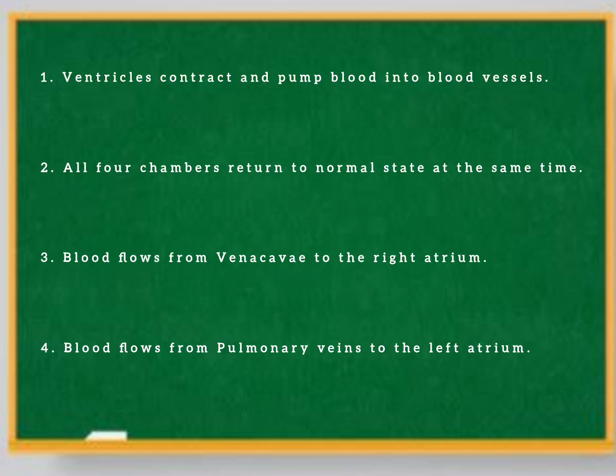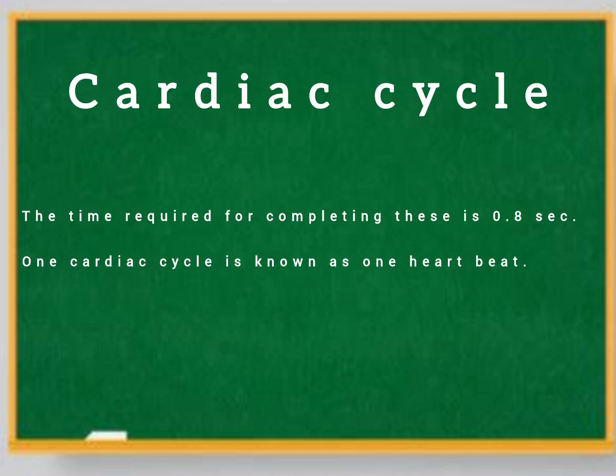Ventricles contract and pump blood into the blood vessels. And all four chambers return to the normal state at the same time. The blood flows from the vena cava to the right atrium and from the pulmonary veins to the left atrium. These stages happen in joint diastole, that means the atria and the ventricles return to the normal state. The time required for the completion of this is 0.8 seconds. One cardiac cycle is known as one heartbeat.